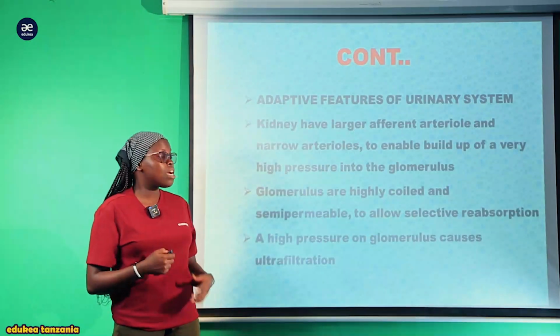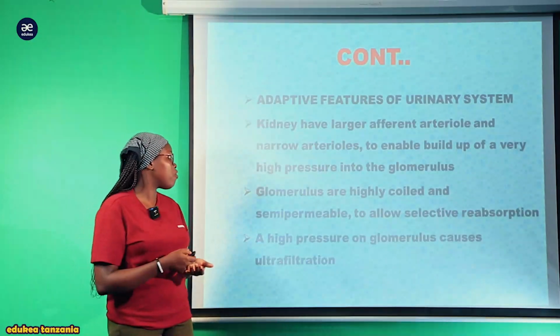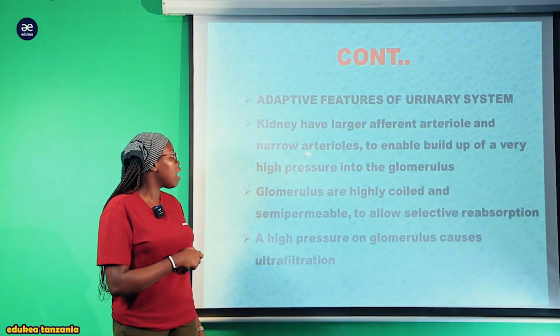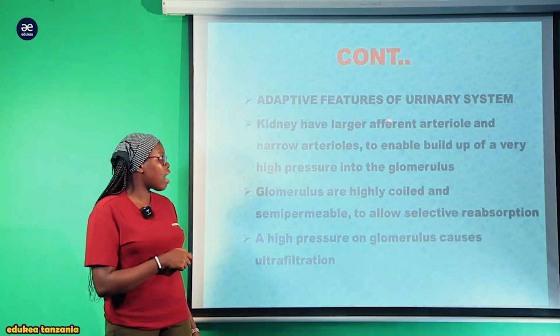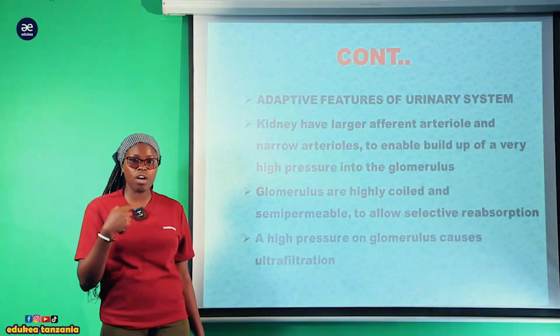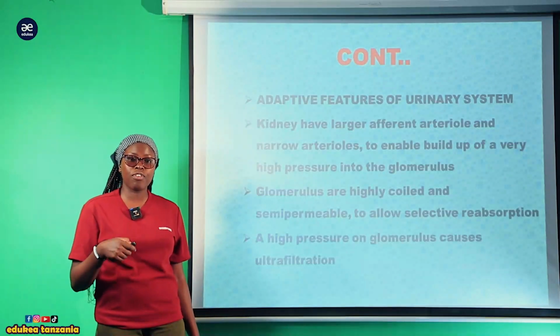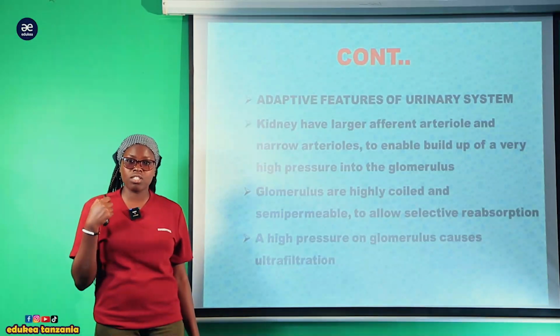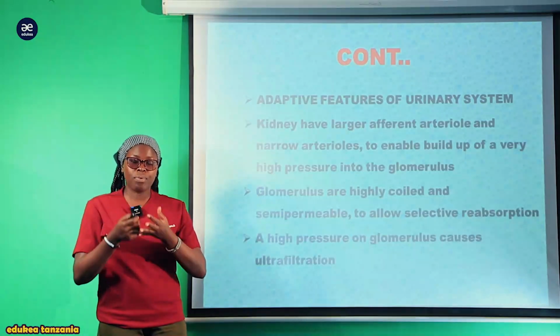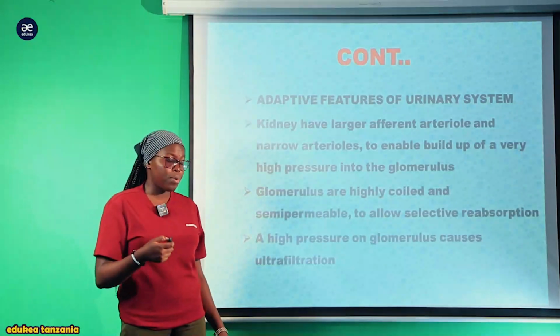So now what are the adaptive features of the urinary system? First of all, kidney have large afferent arterioles and narrow efferent arterioles to enable build up of very high pressure to the glomerulus. So afferent arterioles zenyewe ni very small, lakini efferent arterioles those are very large. Na hii hapa ni kwa ajili ya maintenance of the pressure during the blood flow katika glomeruli.